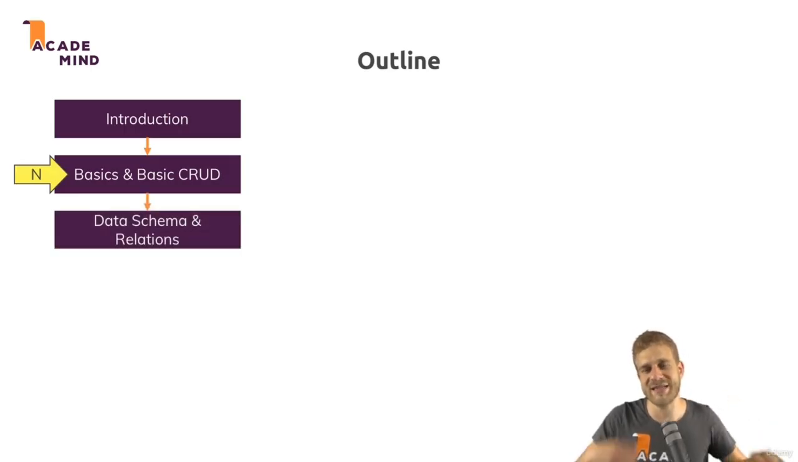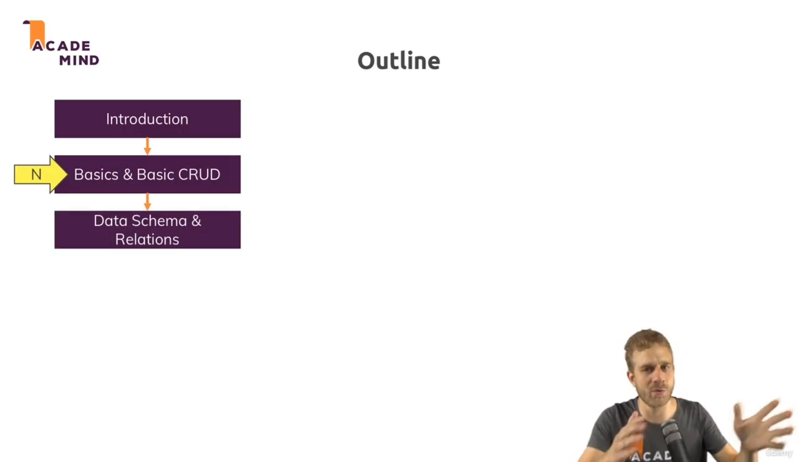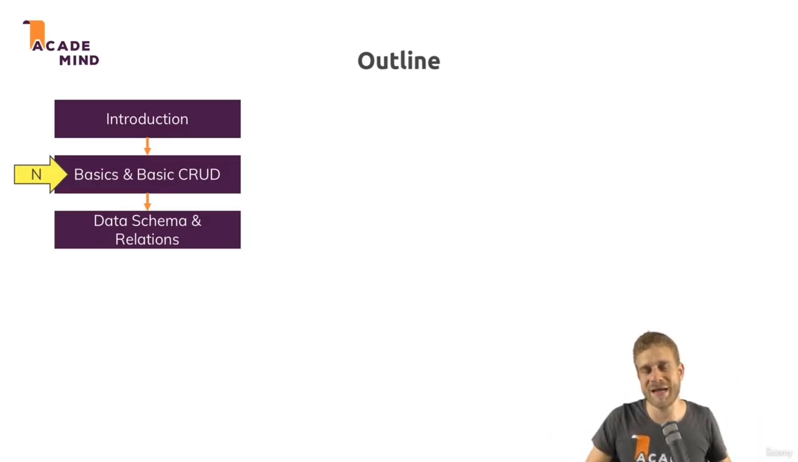After that, we'll have a look at data schemas and relations. How do you model your data? How do you find the right balance between having that flexible document schema and still using a schema in your app?